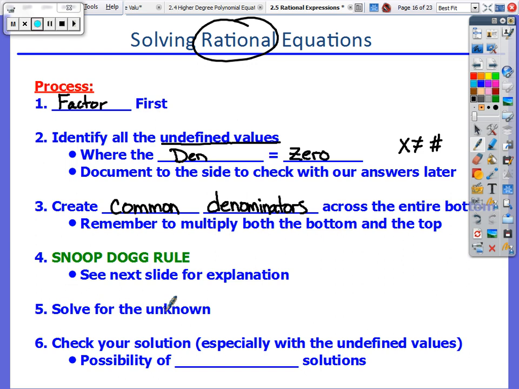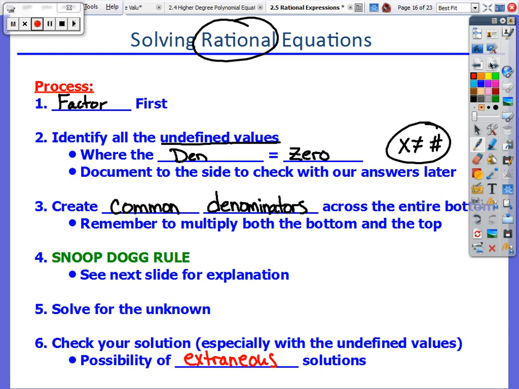If all the bottoms are the same, then that means all the tops have to be equivalent to each other. And so we can get rid of them, and I'll show you why in the next slide. Solve for the unknown at that point, and then make sure to check your answers with the values you found up here, because there are possibilities that you've done everything right, and you find an answer, unfortunately, it's an undefined value. And so a lot of times we call these extraneous solutions. You've seen that word with absolute values or with radicals. So sometimes you do nothing wrong, it just doesn't work when you plug it back in because it's undefined.